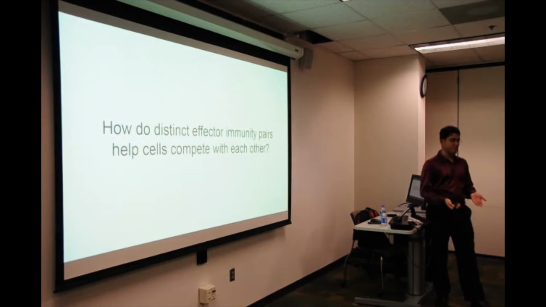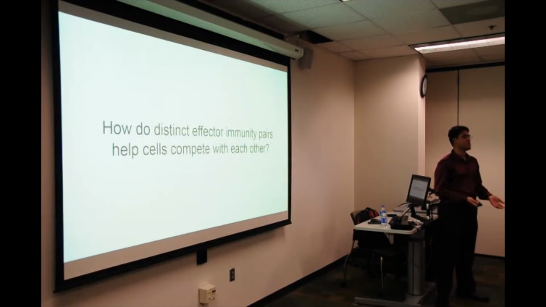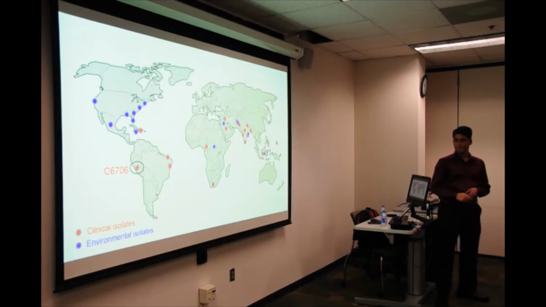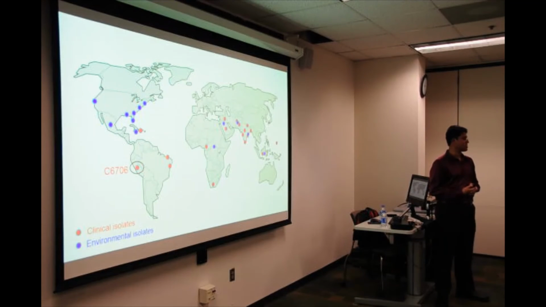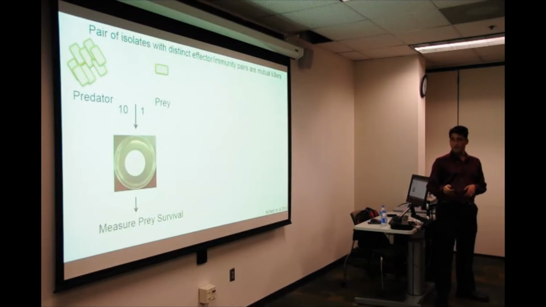So we've been able to show that there are these distinct effector immunity proteins, but how does it matter? What do these effector immunity proteins do? How do they help cells compete with each other? So remember that we have all these diverse isolates, and so the undergrads in the lab did the painstaking work of taking each of these isolates and competing them in head-to-head competitions against each other. And the way they do this is using a killing assay.